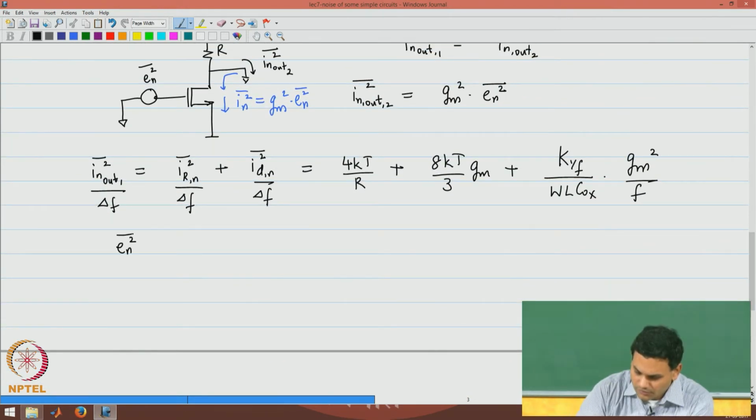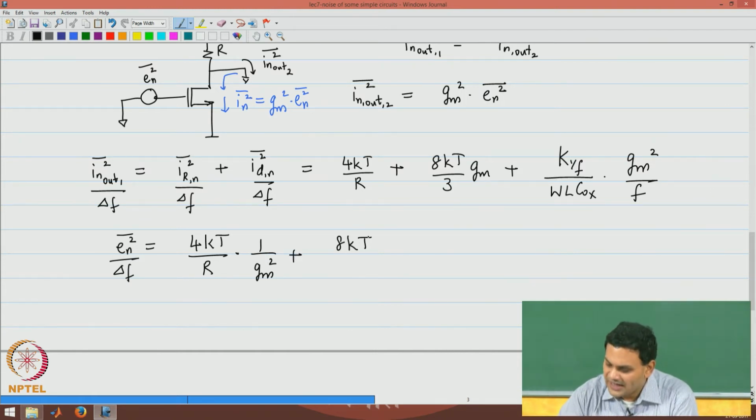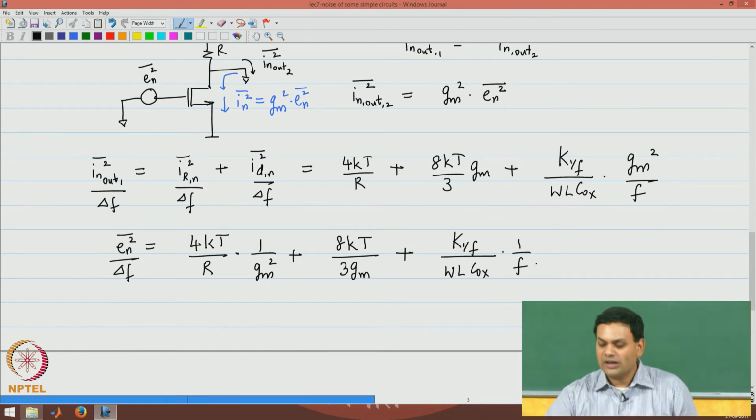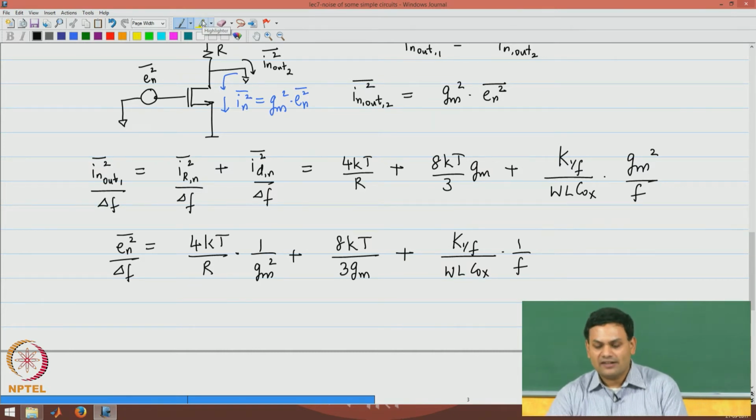Therefore, En squared, or rather En squared over delta F, is nothing but 4 kT by R times 1 over Gm squared plus 8 kT by 3 Gm plus K1 over WLCox times 1 over F. This is the total noise power spectral density at the output for this particular circuit, and we divided that by the square of the transconductance to get the input referred noise voltage source En squared.